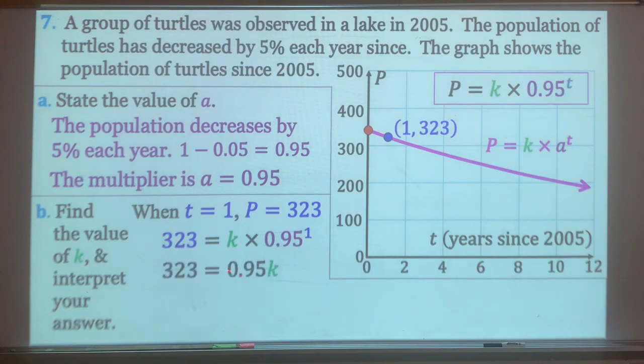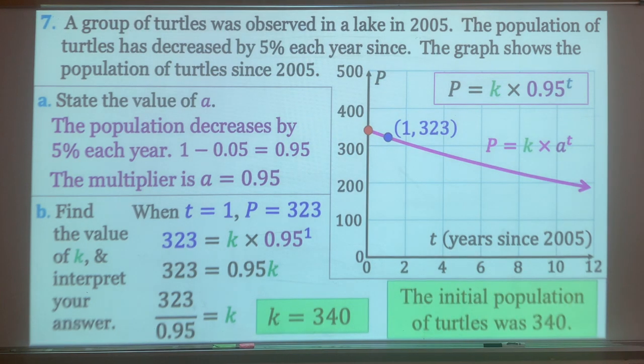Okay. That's 0.95. 323 divided by 0.95 gives you K, which is 340. What does that mean? It means the initial population of turtles was 340. There's initially 340 turtles. Okay, so now look at this. We can replace this K, magic, with the 340. So our new equation is 340 times 0.95^T.